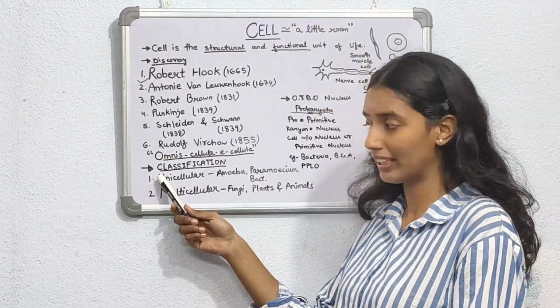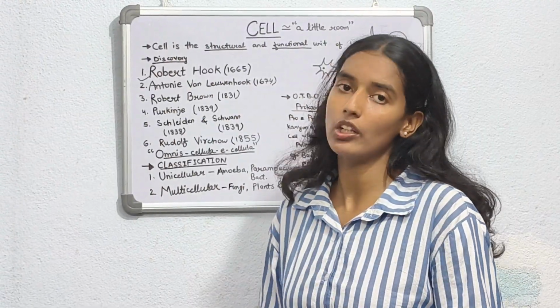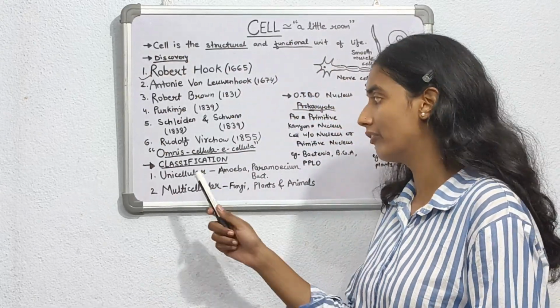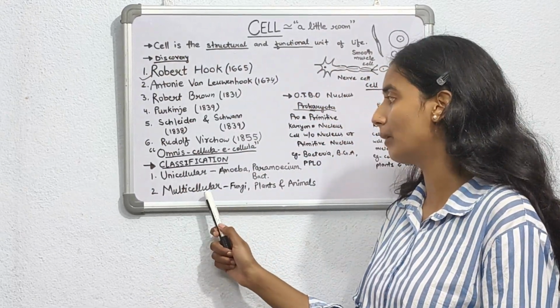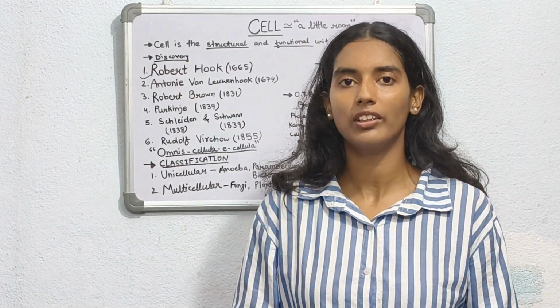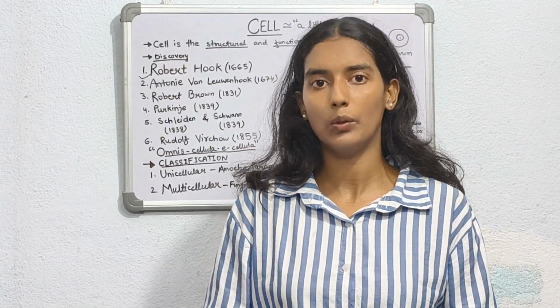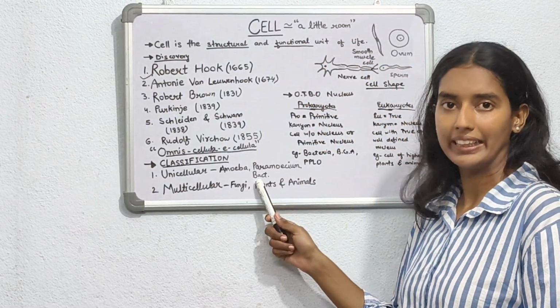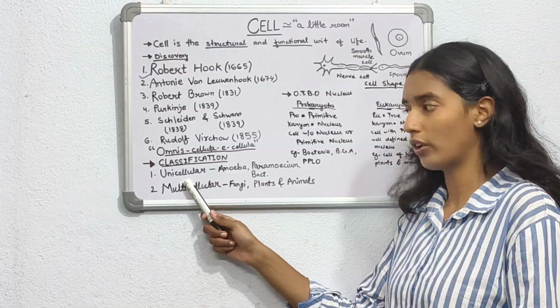Now let's talk about the classification. Classification on the basis of number of cells. There are two types of organisms. First is unicellular and the second is multicellular. Unicellular: uni means single, cellular means cell. Amoeba, paramecium and bacteria are examples of unicellular organisms.